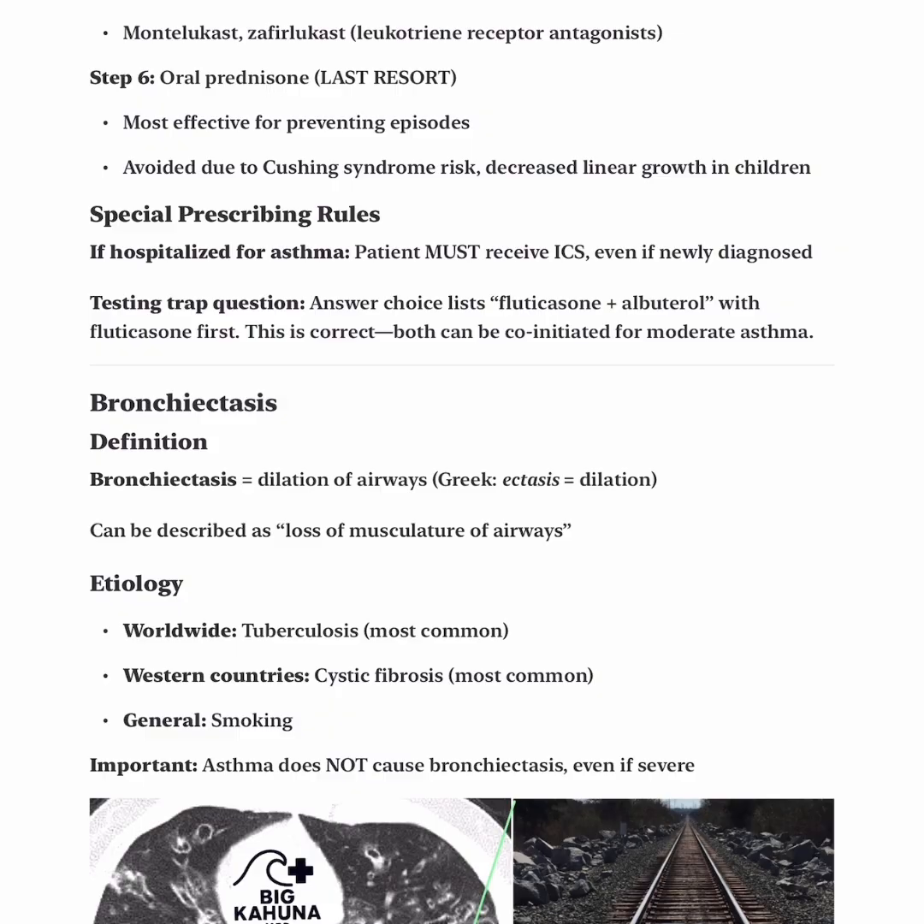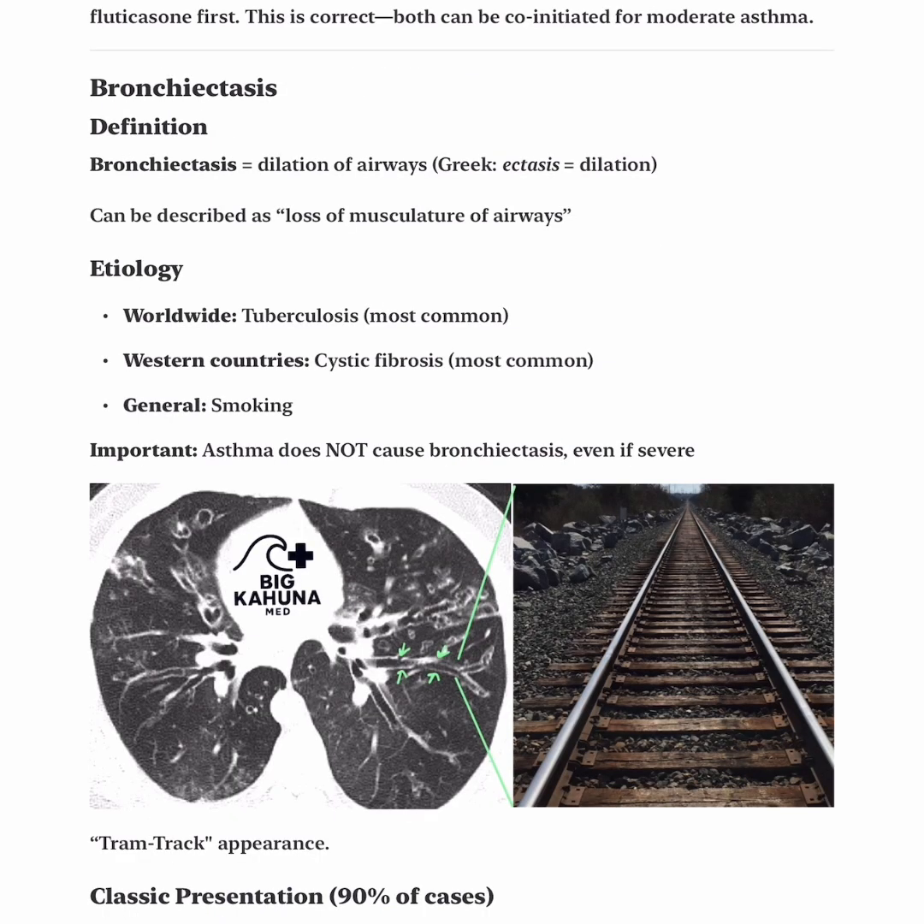This brings us to bronchiectasis. Here, we're going to have the dilation of airways. This is from the Greek ektasis, which means dilation. This can be described as a loss of musculature of the airway. Now, in terms of worldwide, TB is the most common. In Western countries, we're thinking cystic fibrosis, and from general causes, we're thinking smoking. It's important to note that asthma does not cause bronchiectasis, even if it's very severe.